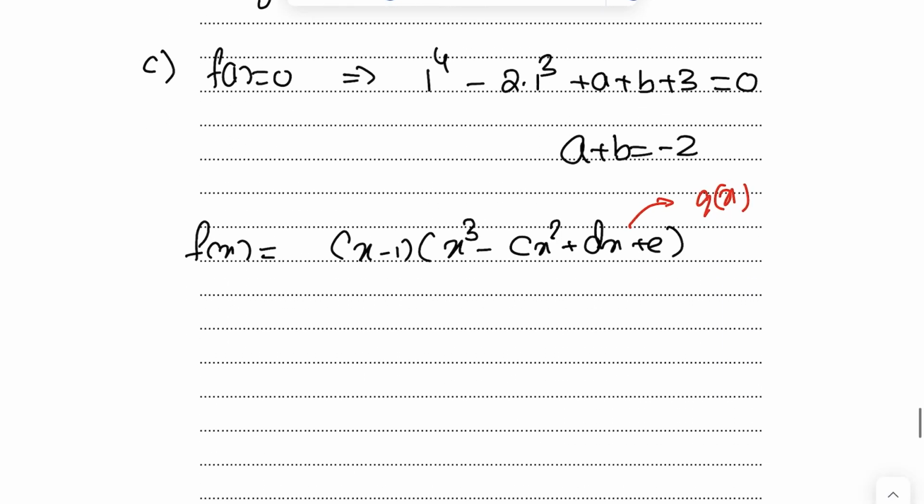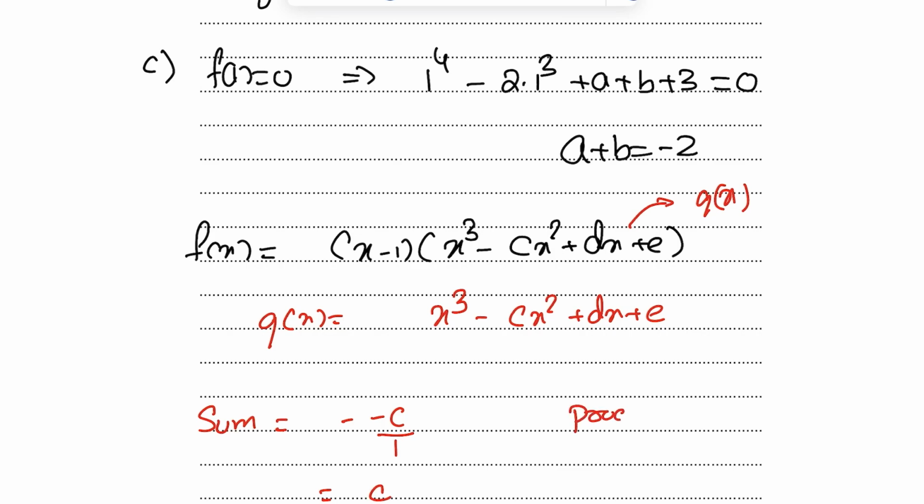Now I have to find the values of q of x. So what should I do? My q of x equals x cube minus cx square plus dx plus e. Now the sum of the roots for this one will be minus of minus c upon 1, which is c, and the product of the roots is going to be nothing but what? It is an odd function, so minus of e upon 1. Odd function means minus of the constant upon 1. That will be the sum of the roots and product of the roots of q of x.